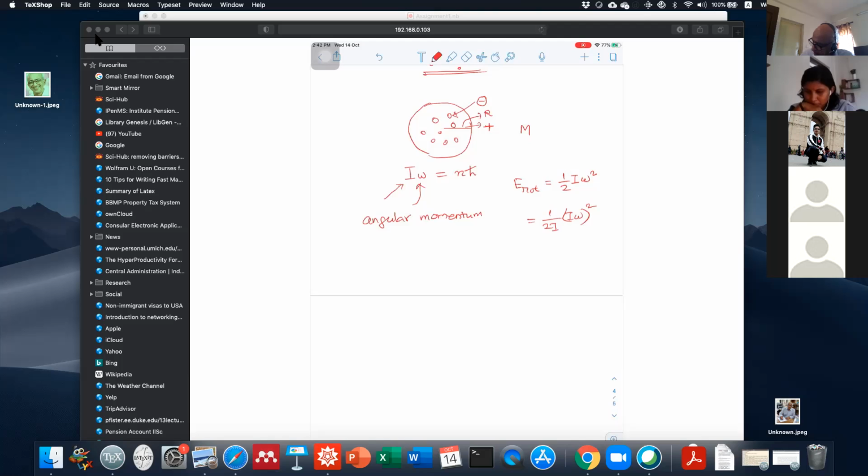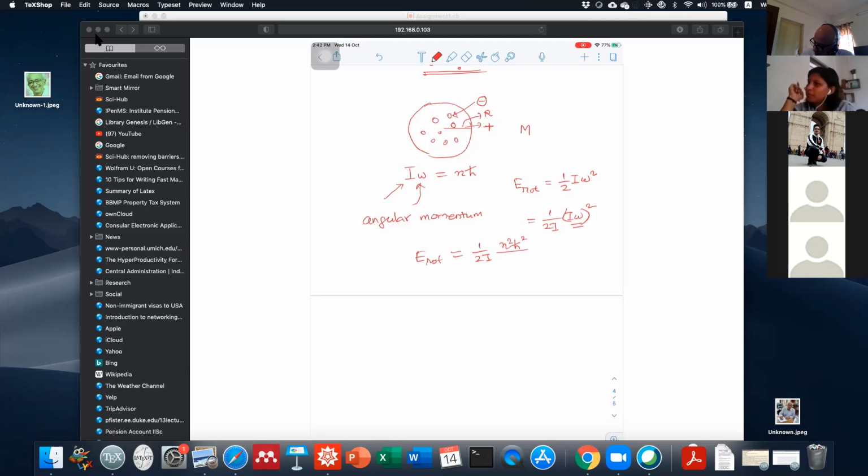And I omega is the angular momentum, so this rotational energy E will be 1 by 2I into I omega the whole square, which will be n square h cross square divided by 2I. There is nothing more, right? n square h cross square.